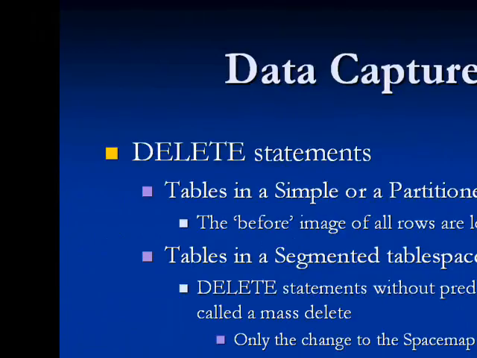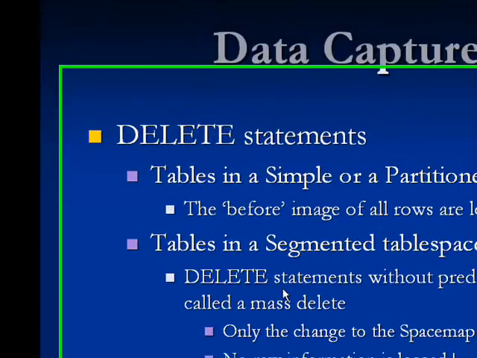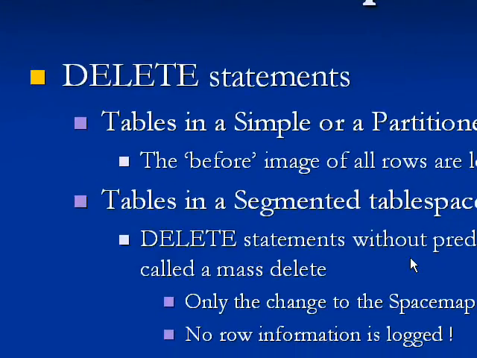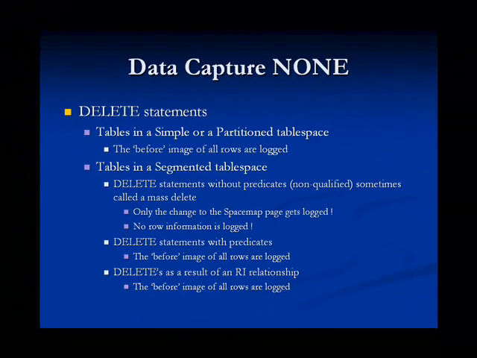It depends on what type of table space it is. For a partitioned table space, the before image of all rows is logged, whereas for a segmented table space, if it is a mass delete, only the space map page is updated, whereas if it is a delete with some predicates, the before image of all rows is logged. And if there are any rows affected as a result of an RI relationship, then the before image of all those rows will also be logged.